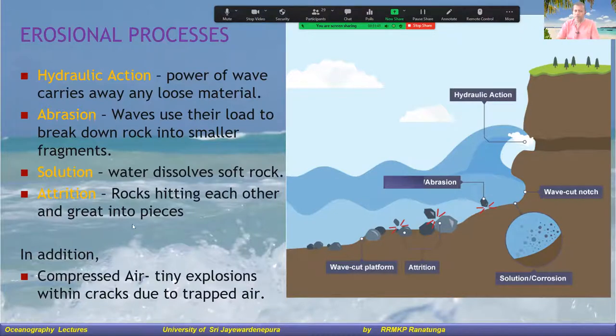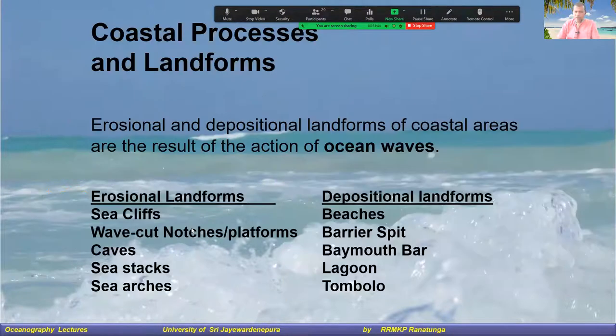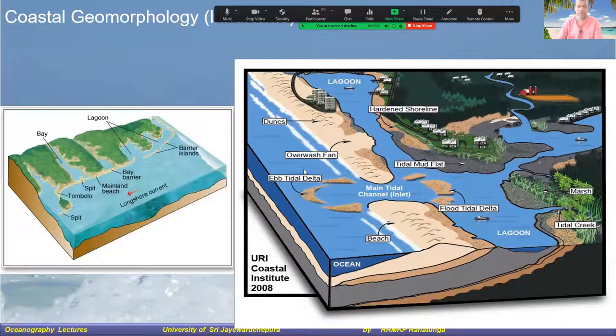But basically these are the four forms of erosional process. If you look at the different landforms, as you can see here, previously we saw a lot of erosional features, but here you see most of the structures are actually depositional. What is depositing here is the sand. Most of these structures that you can see are because of the sand deposit. You can see here is a spit.